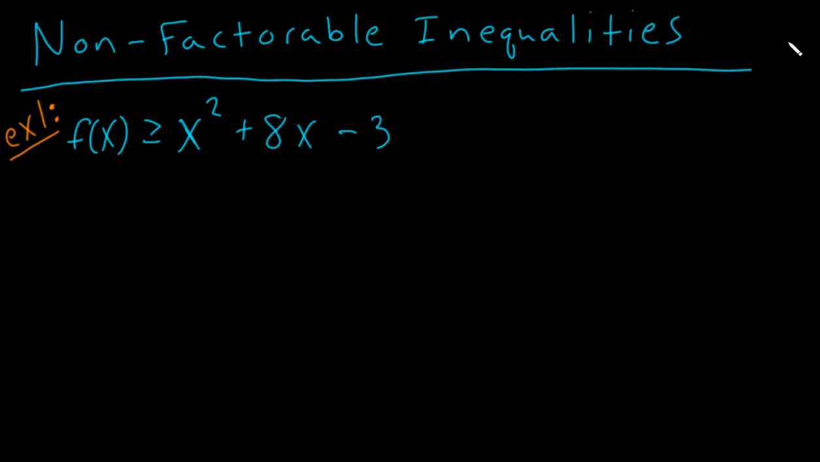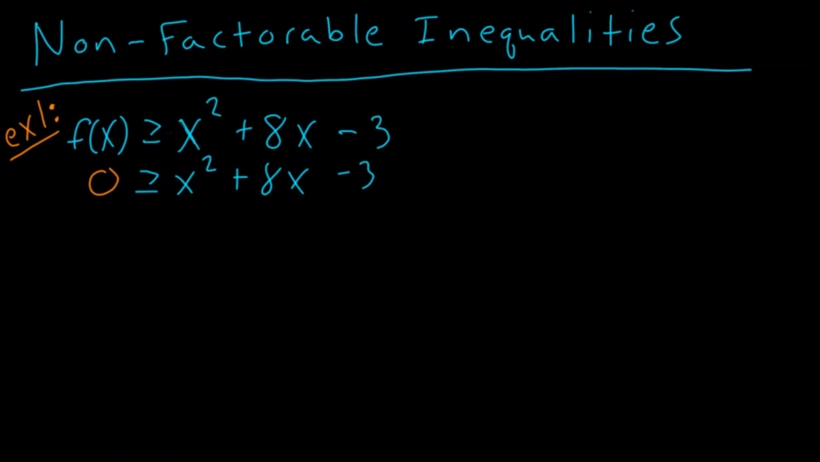Alright, and welcome to Non-Factorable Inequalities. Now in example 1, we see f of x is greater than or equal to x squared plus 8x minus 3. Of course, our very first step is to always rewrite the f of x as a 0. We always want to set our quadratics equal to 0. And then we have x squared plus 8x minus 3.